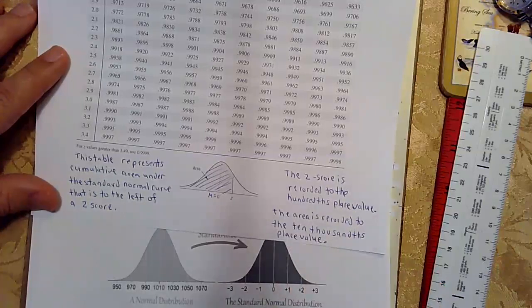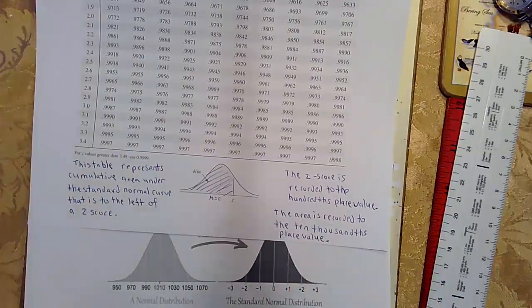So when you use a table, that's already kind of set up that way. Thousands place, 10,000ths place for area, 10,000ths place, and hundreds for z-score. But when you use your calculator commands, they have more decimal values, so you have to remember to round to the appropriate place value. So that's why I'm writing that down, so you can remember that.